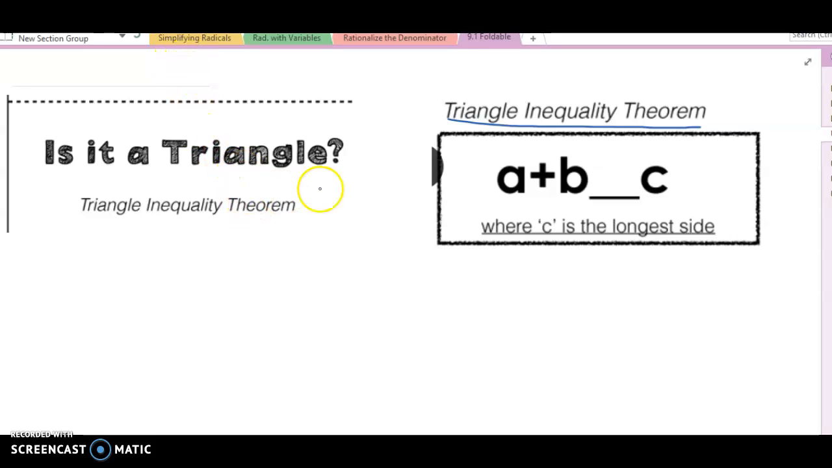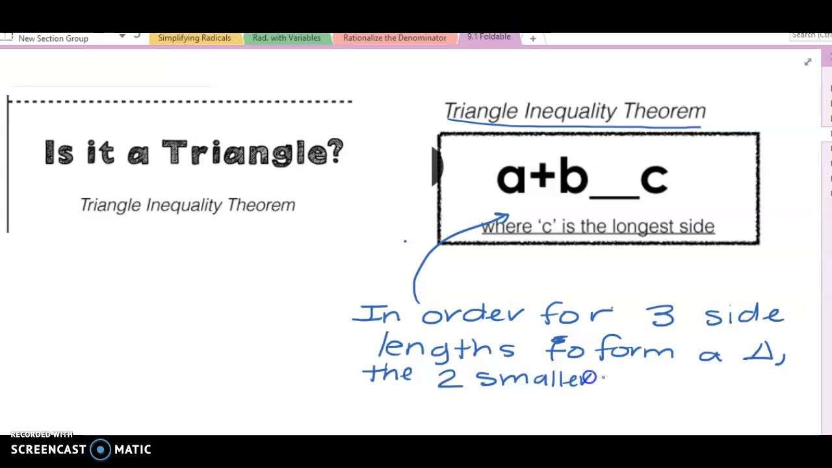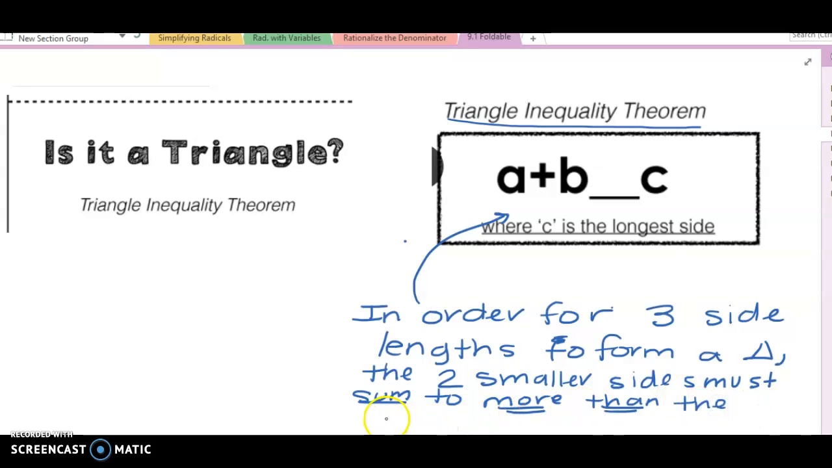Okay, so in order for 3 side lengths to form a triangle, this isn't a right triangle, just a triangle, the 2 smaller sides must sum, so when you add them, to more than the biggest side.